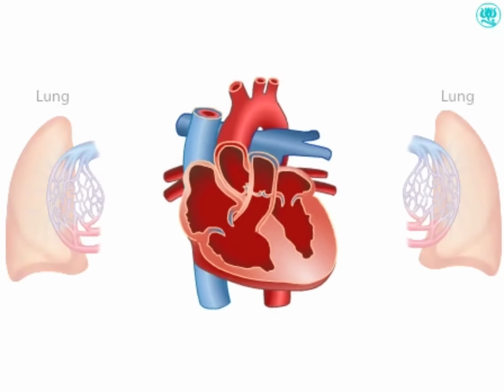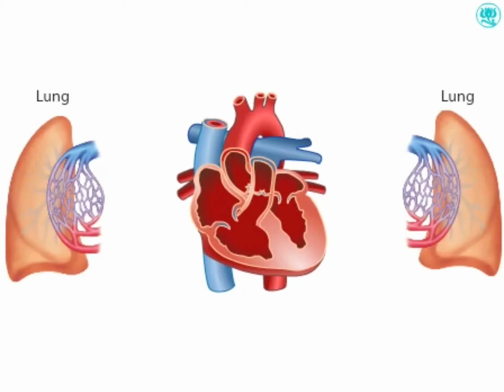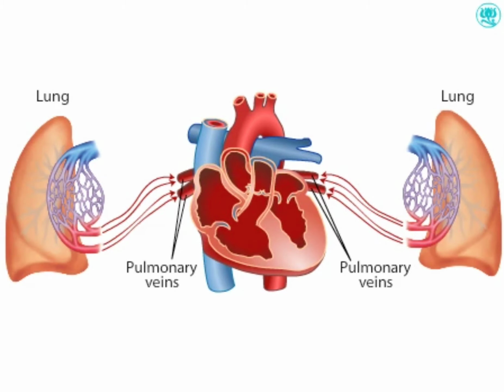Oxygenated blood from the lungs travels through large vessels called the pulmonary veins and enters the left side of the heart, emptying directly into the left atrium. The pulmonary veins are unusual in that they carry oxygenated blood. Other veins, because they carry blood back to the heart from the body tissues, carry deoxygenated blood.